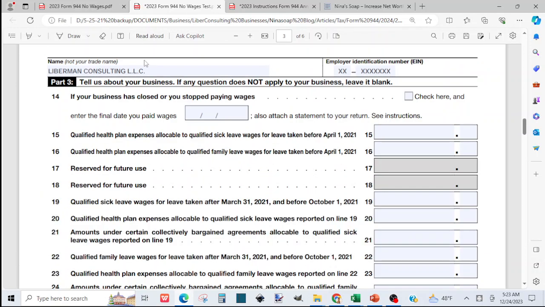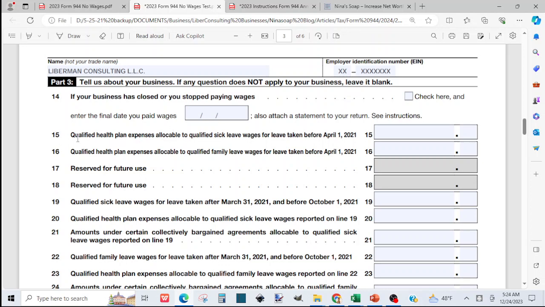So page 3, part 3 of form 944 for 2023. You make sure you enter your business legal name that you have on your EIN application form, and you enter your business identification number just like the way you have it on the first page and on top of the second page. You enter that on the top of your third page as well. So part 3, line 14, if your business has closed or stopped paying wages, you check that, otherwise you leave it blank. So if it does not apply to you, you leave it blank.